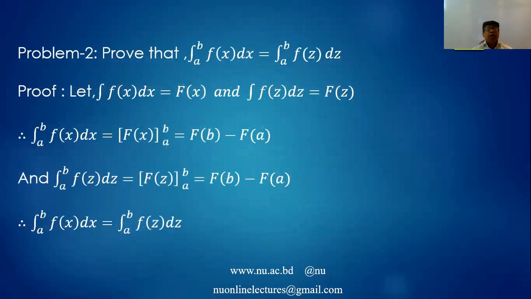Number two. Prove that the integration from a to b of f of x dx equals the integration from a to b of f of z dz. Proof. Let the integration of f of x dx equal F of b, from the previous problem. We already know the property: for the antiderivative, the integration of f of x dx equals F of x, and the variable here is x. Now we can take z, so for z it will be the integration of f of z dz equals F of z.